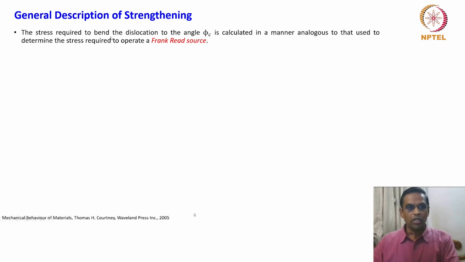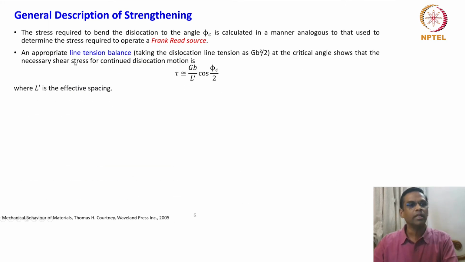So the stress required to bend the dislocation to the angle phi c is calculated in a manner analogous to that used to determine the stress required to operate a Frank-Read source. Now we know what a Frank-Read source is; we have already seen this. And how did we calculate the stress required to generate the dislocation multiplication? You have to recall that.